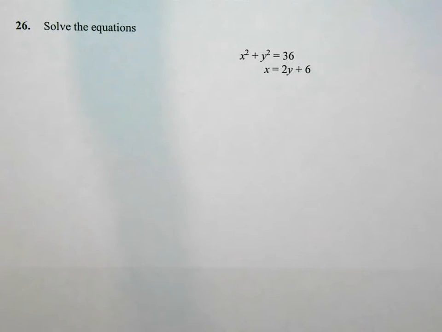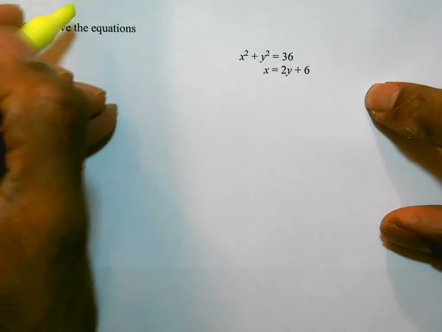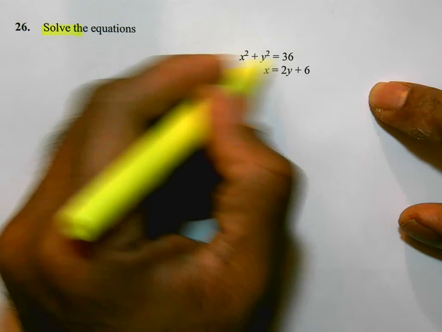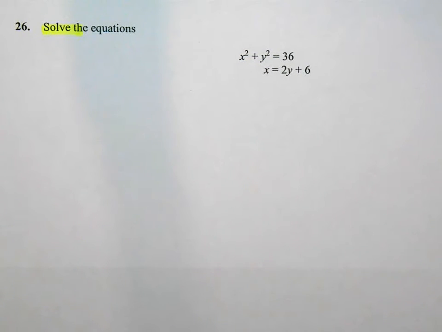This is question number 26 on the June 2014 calculator paper. So the question simply says solve the equations. So solve the equations. x squared plus y squared is equal to 36 and x is equal to 2y plus 6. Now you should be familiar with this.